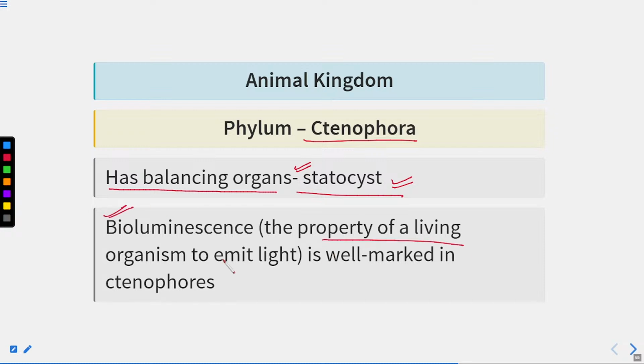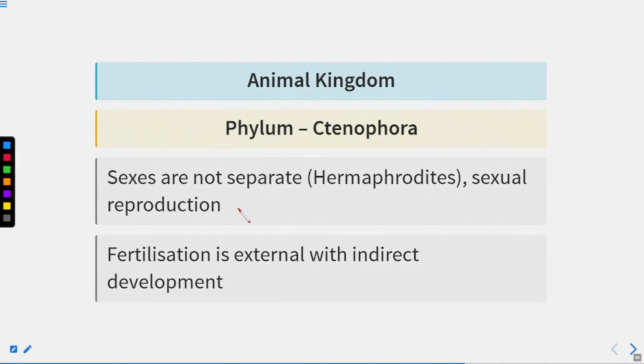Bioluminescence is the property of a living organism to emit light. So they emit light. You can see Ctenophora in the sea at night. This bioluminescence is well marked in ctenophores.